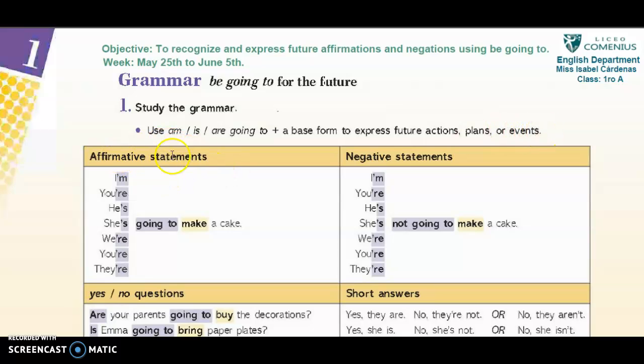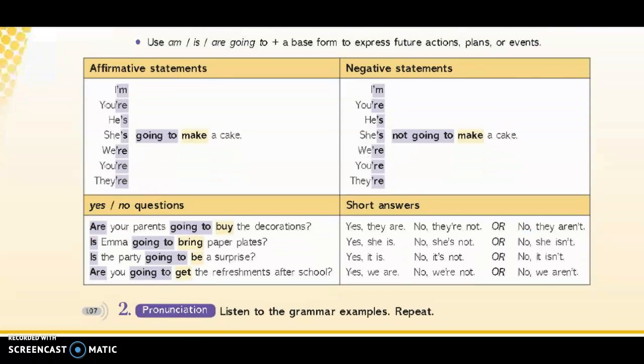Here we have the affirmative statements, negative statements, yes/no questions, and short answers. I'm going to read some examples. I'm going to make a cake. Here we have I am, this is the construction for I am, going to, plus a base form of a verb. In this case, the verb is make.